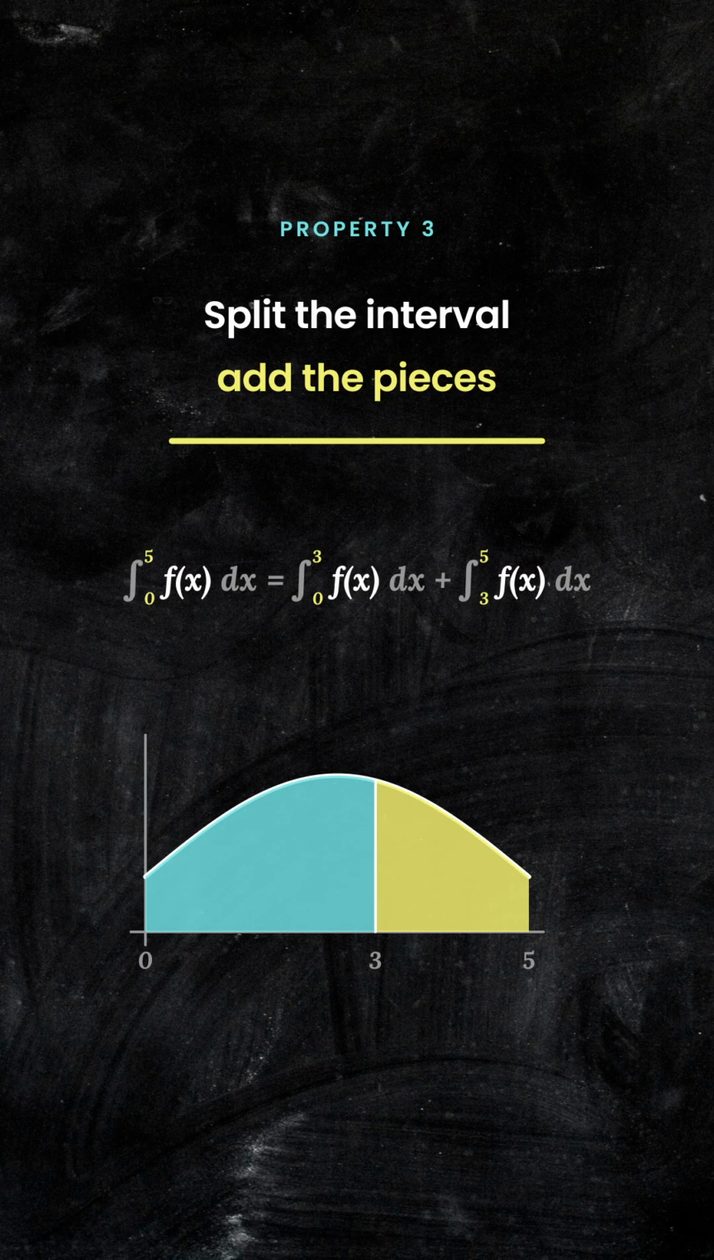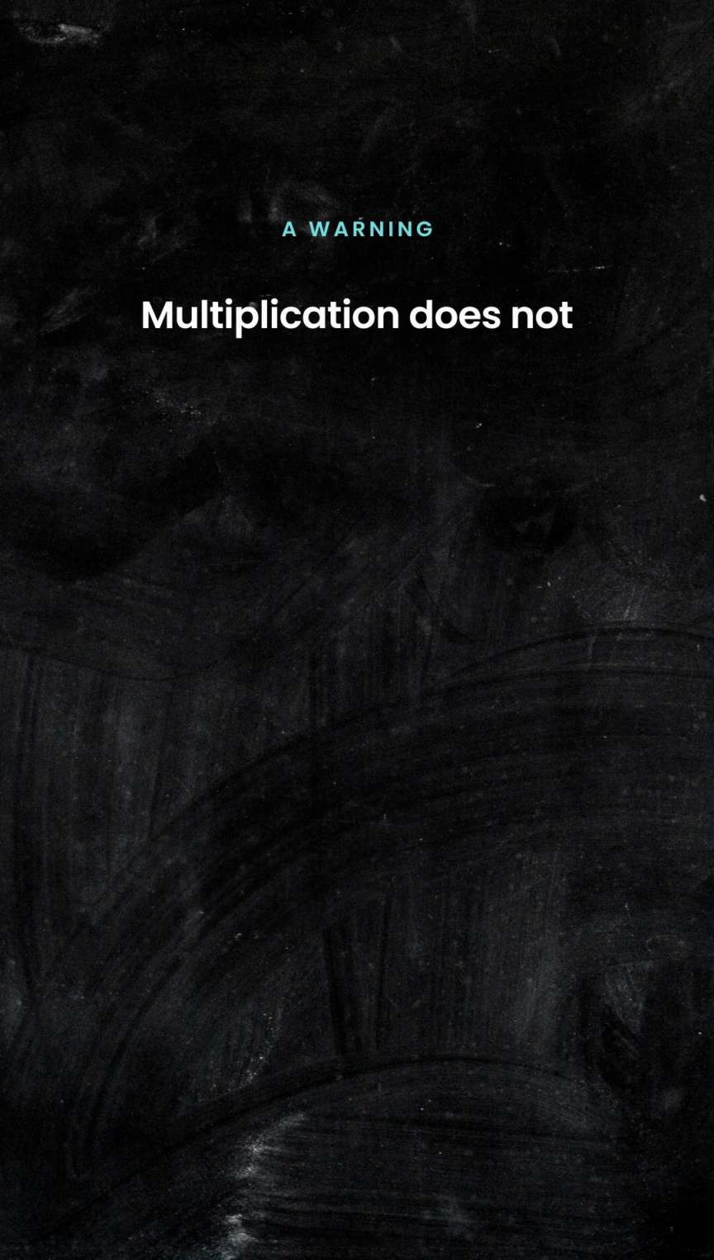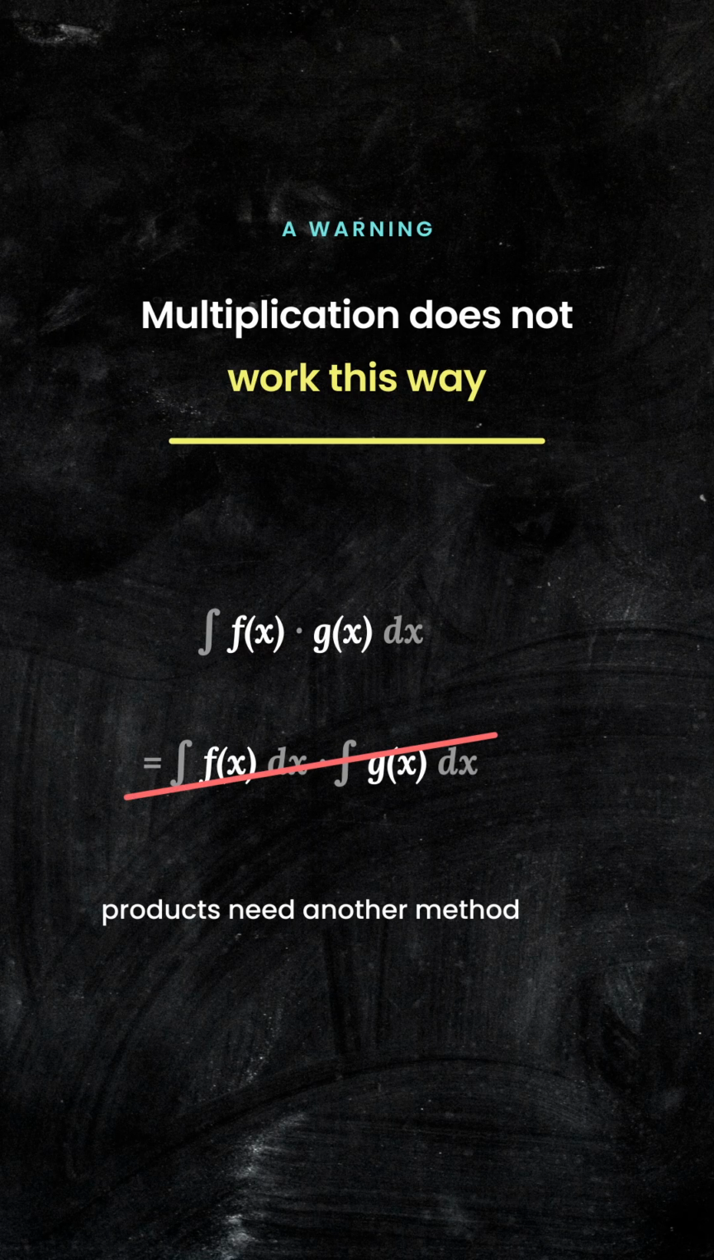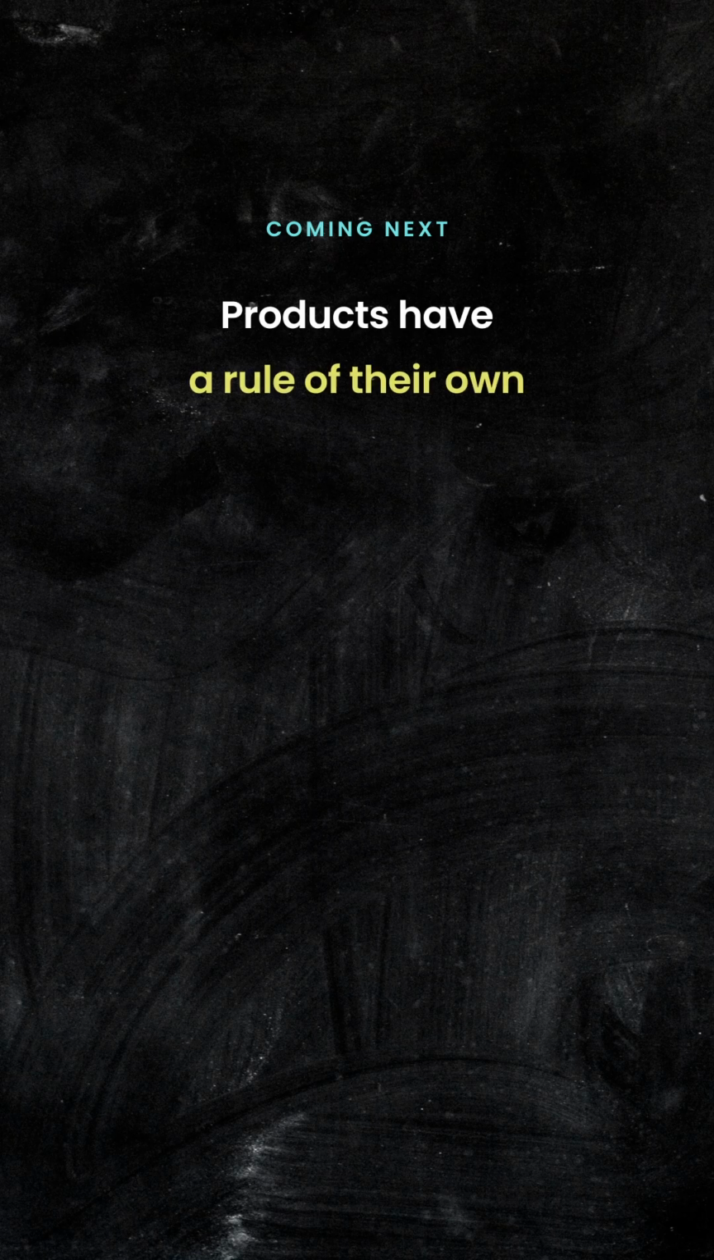And finally, an important warning. The multiplication rule does not work in this same way. Meaning, if we see a function multiplied by a function that we want to integrate, it's wrong to integrate the first function, then integrate the second function, and multiply the results by each other. Multiplying 2 functions has another property and a different method, which we'll study in the coming lessons.